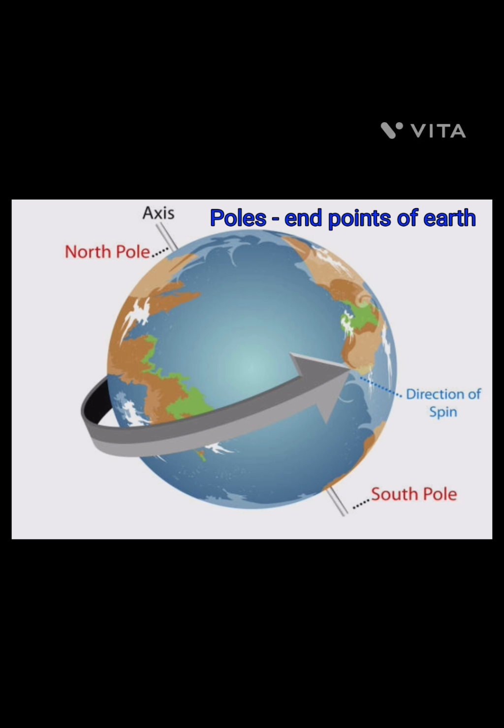Poles are the end points of the earth, as you can see in the given image. At the top you have North Pole, and at the bottom you have South Pole. So this line of axis runs from North Pole to South Pole.